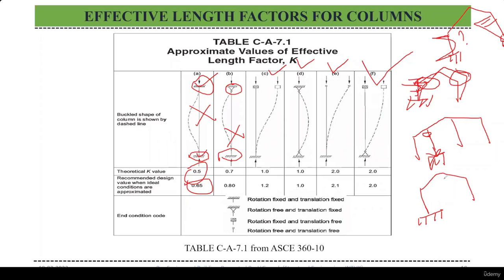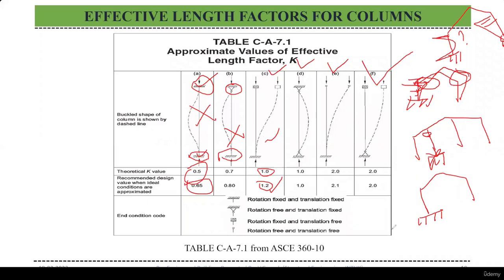That's why generally we have to check any building for pinned base only. If there is no controlling sway in pinned base, then we have to go for fixed base. So in that case, this case will be applicable. The theoretical value for effective length factor is 1, but practically we will use 1.2 here in design.